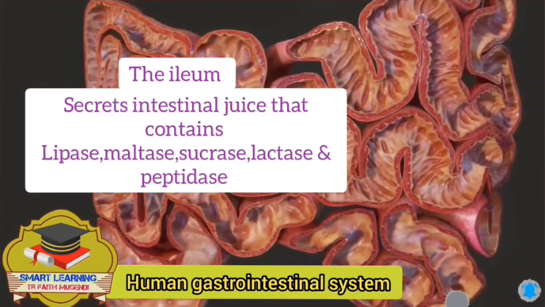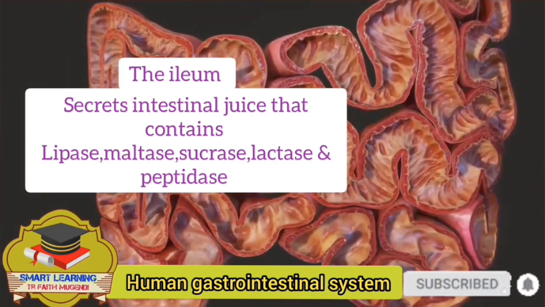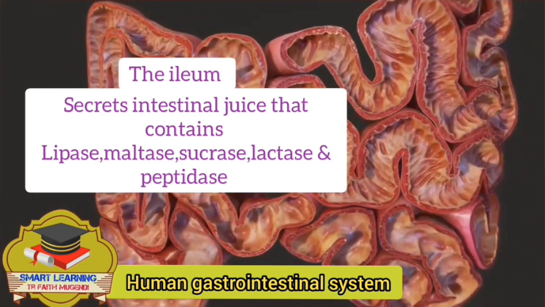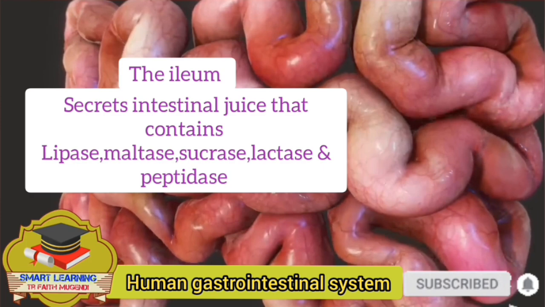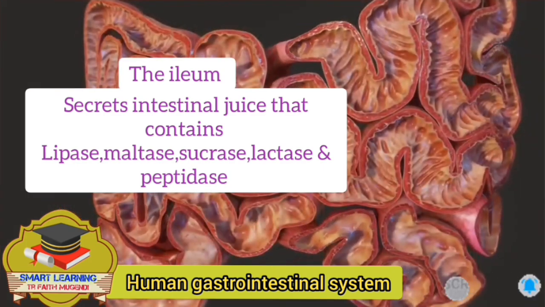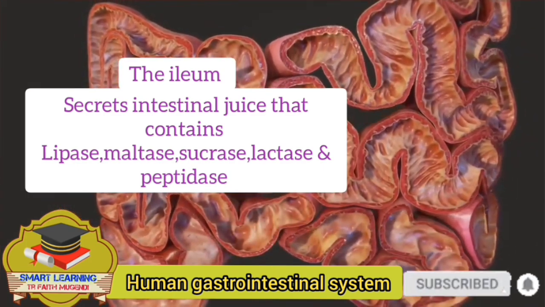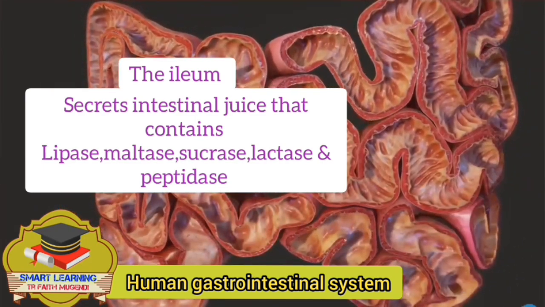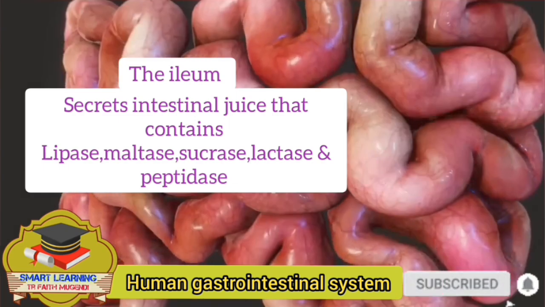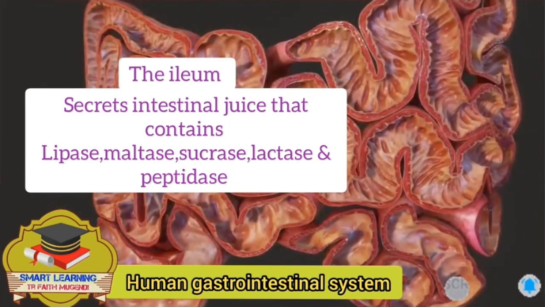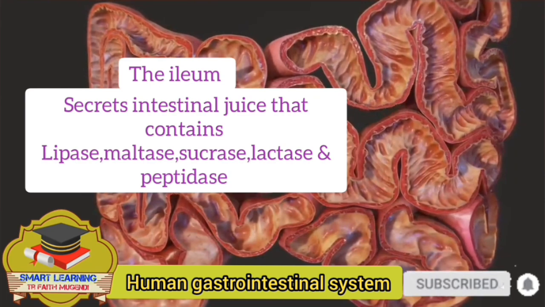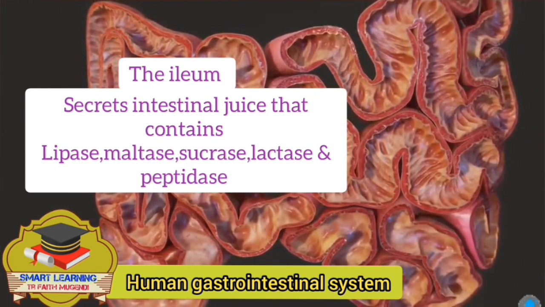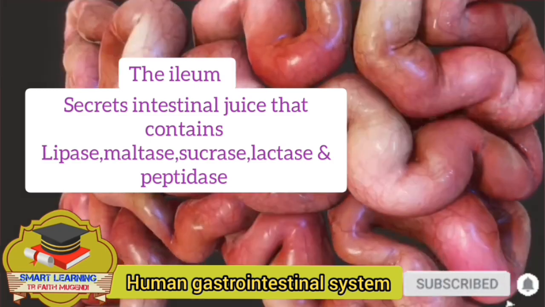glands to secrete an intestinal juice called succus entericus, which contains the following enzymes: lipase, which hydrolyzes any remaining lipids into fatty acids and glycerol; maltase, sucrase, and lactase to complete the digestion of starch into maltose and isomaltose, such as galactose and sucrose; and peptidase to complete the digestion of proteins into constituent amino acids.